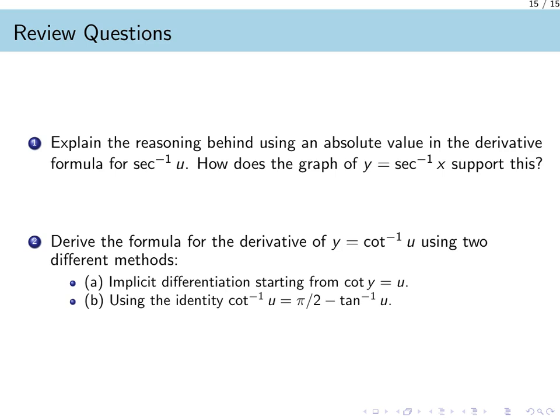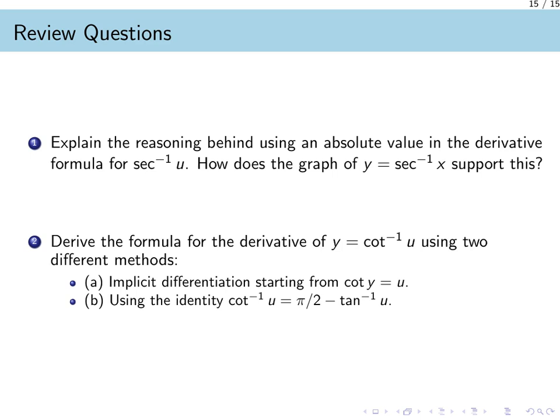I want you to also consider the graph of the arcsecant function. Its always positive slope is the visual reason we need the absolute value in the final formula, which is a key insight. The second problem asks you to find the derivative for arccotangent using 2 different paths.